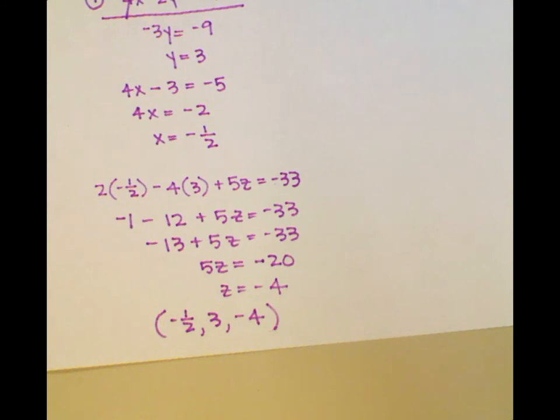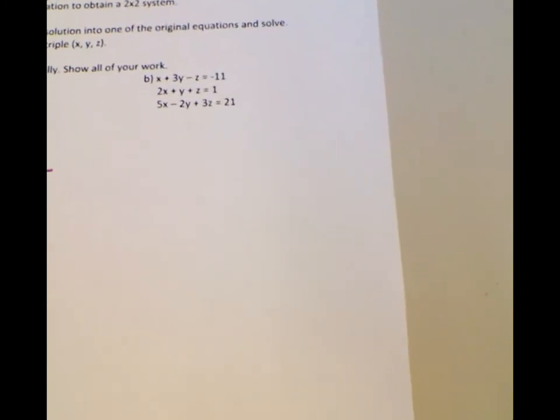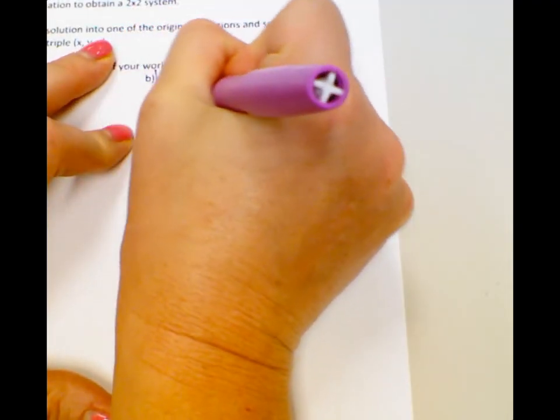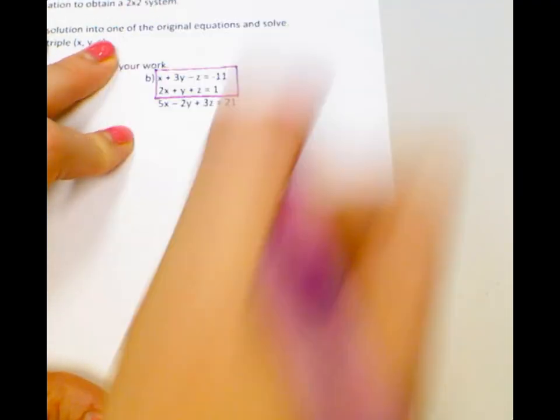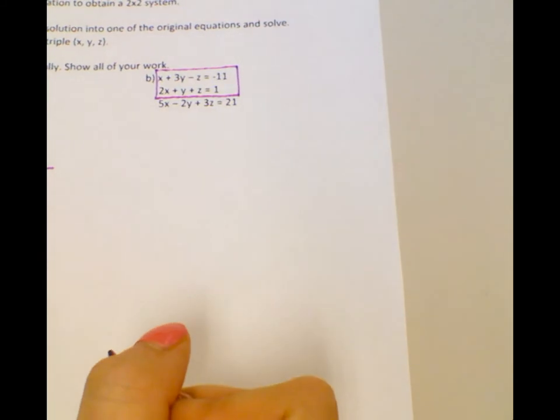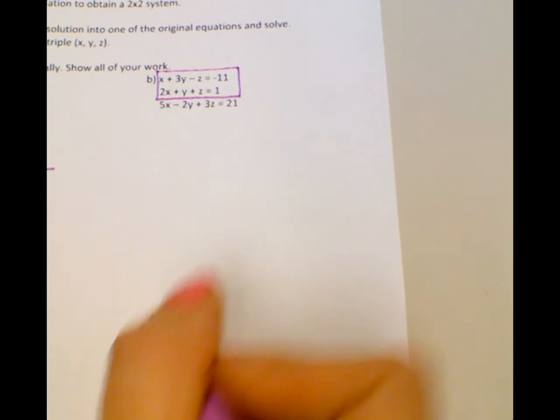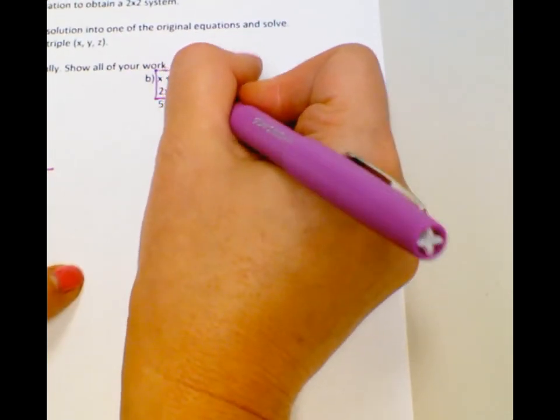Okay, let's try another one. Now, you can do whatever you want, guys. You can start wherever you want. You just got to stay consistent. So if I looked at just these first two, who is the easiest to get rid of right now? Yeah, the z. The z is so easy because, look, you got a plus and a minus.